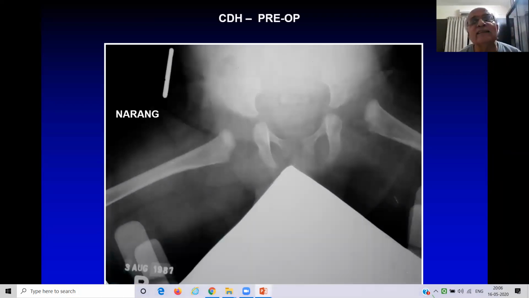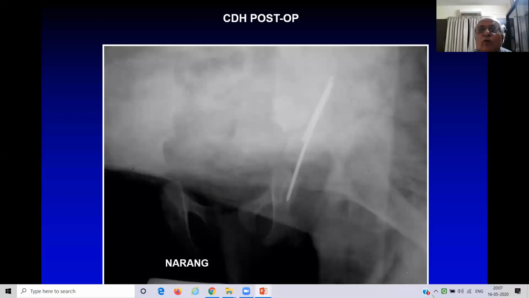This is one of the examples which my boss did way back in 1987. This is the frog lateral X-ray. You see, this is the capital epiphysis. If you draw a line, it directly goes to the triradiate cartilage. And look at this line, it is going above. That's why this hip is subluxated.